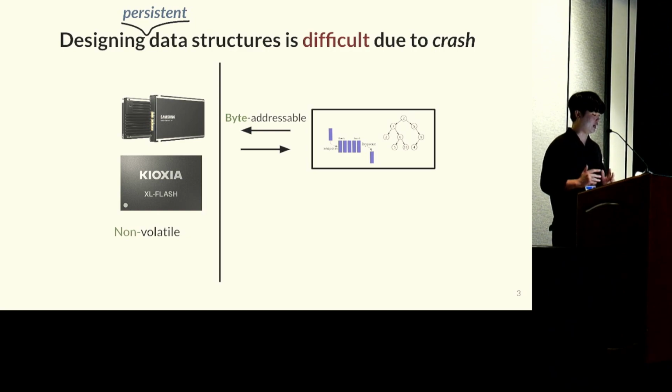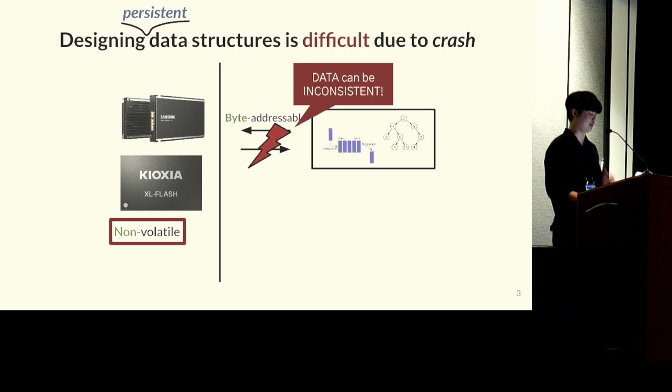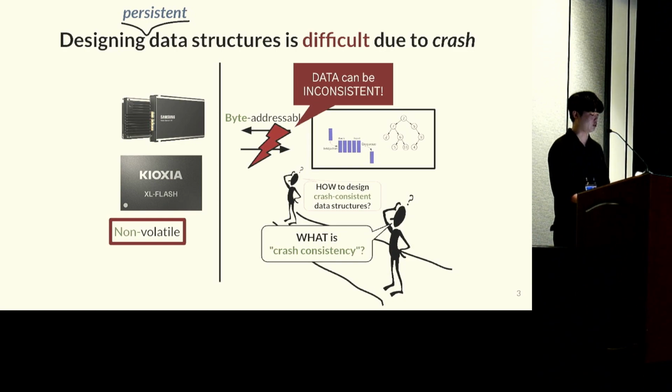However, designing for it is difficult due to system crashes. A crash during a data modification can lead to inconsistency in persistent memory. Incorrect recovery can result in data loss. So, understanding how to design crash-consistent data structures becomes essential. But first, let's clarify, what does crash-consistent really mean?